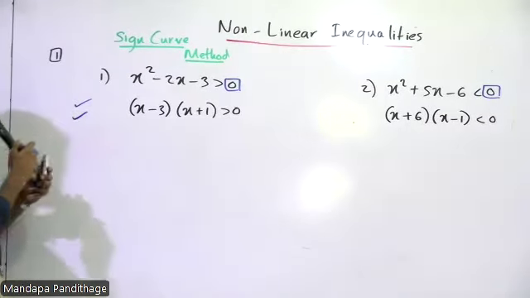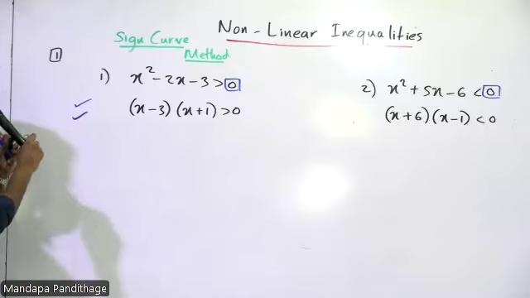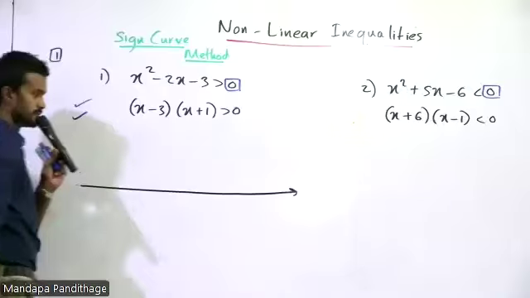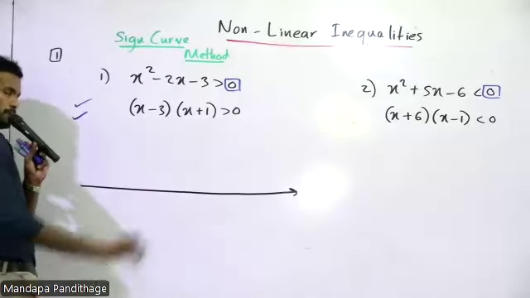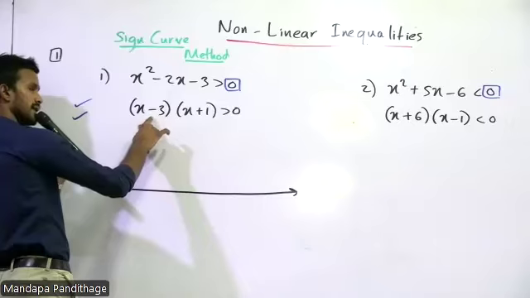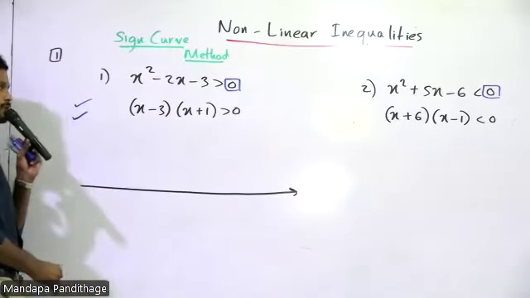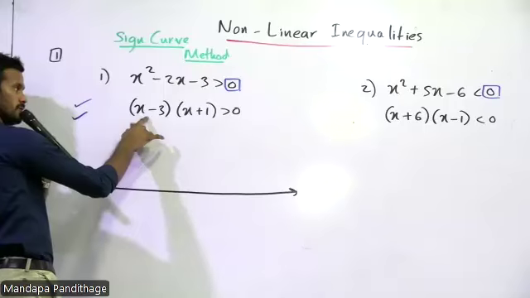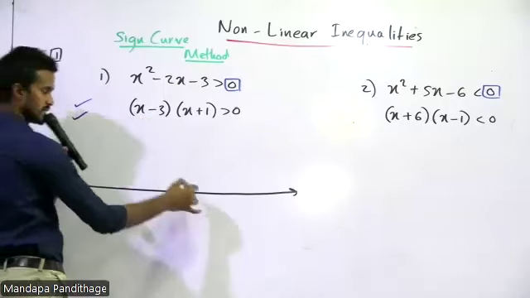And then the third step is to take a number line and mark the values that make each factor 0. Mark the value that makes each factor 0. This becomes 0 when x equals 3.